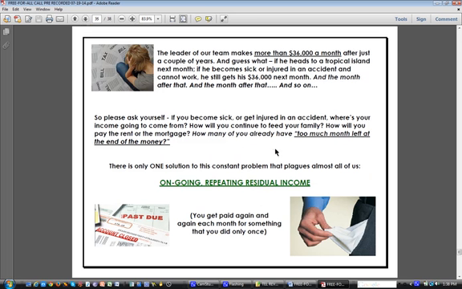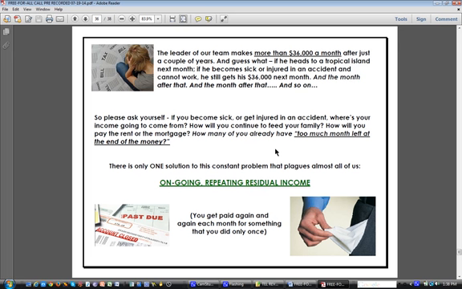Couple of final comments. The leader of our team, JB, makes more than $36,000 a month after just a couple of years. And guess what? If he heads to a tropical island next month, or if he becomes sick or injured in an accident and cannot work, he still gets his $36,000 next month, and the month after that, and the month after that, and so on. So please ask yourself, if you become sick or get injured in an accident, where's your income going to come from? How will you continue to feed your family? How will you pay the rent or the mortgage?